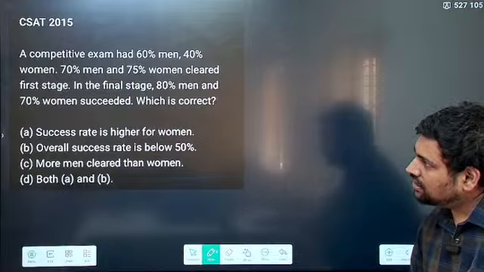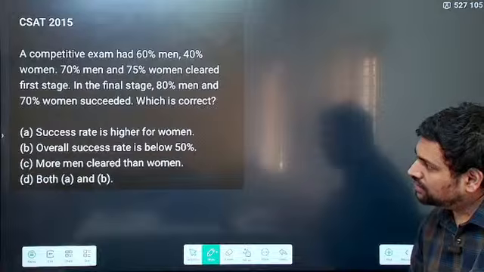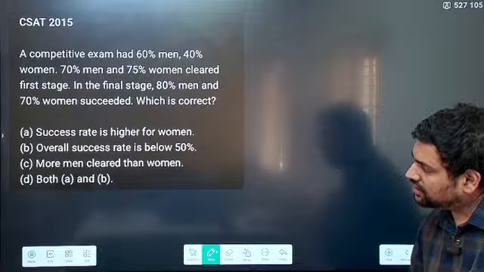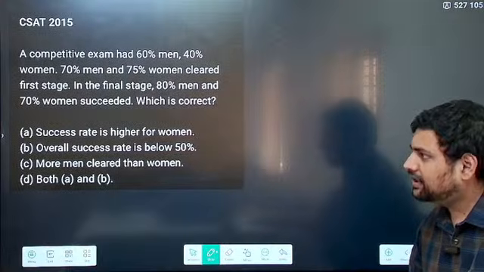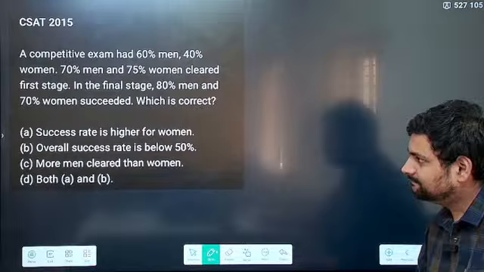See the options. Success rate is higher for women. Overall success rate is below 50%. More men cleared than women. And option D is both A and B.